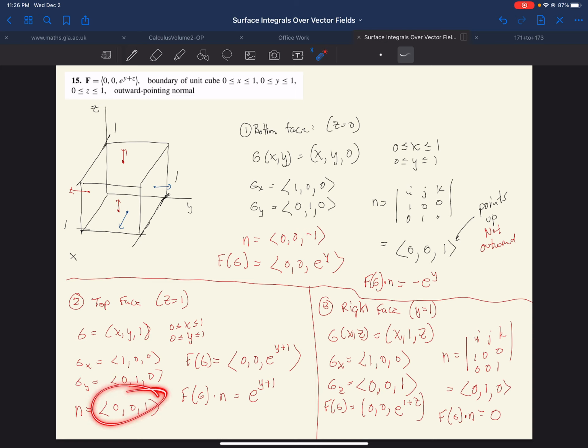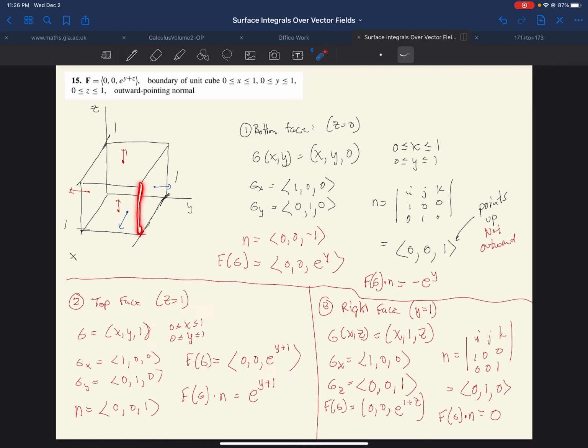So now I'm going to dot this. Oh, then I need to feed this parameterization into the vector field. So I just add those two, y plus 1, and that's in the third slot. Then I get 0 times 0, 0 times 0, and 1 times e to the y plus 1. So when I'm done, I'm going to integrate e to the y plus 1 with those limits right there.